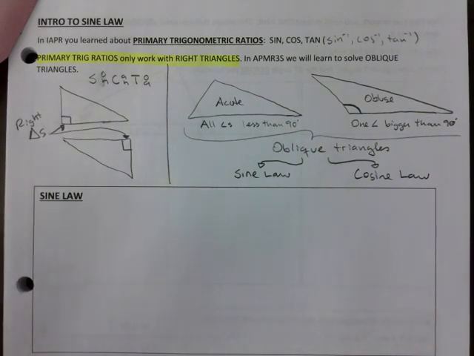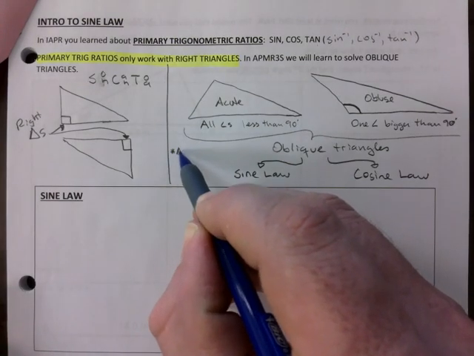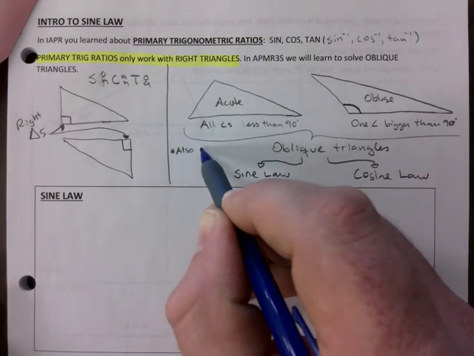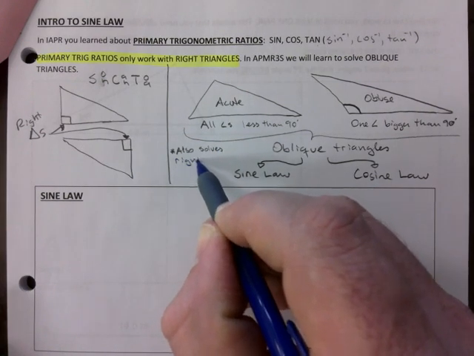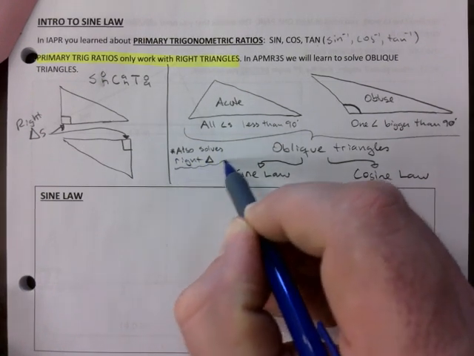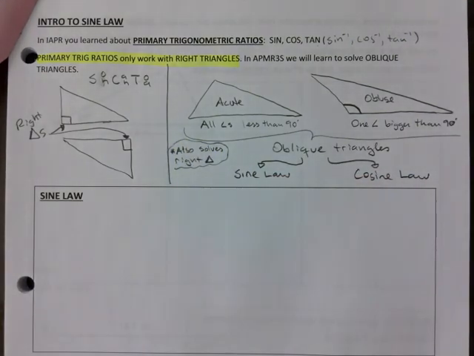I want to do a little star somewhere. Also, sine law and cosine law will solve right triangles as well.